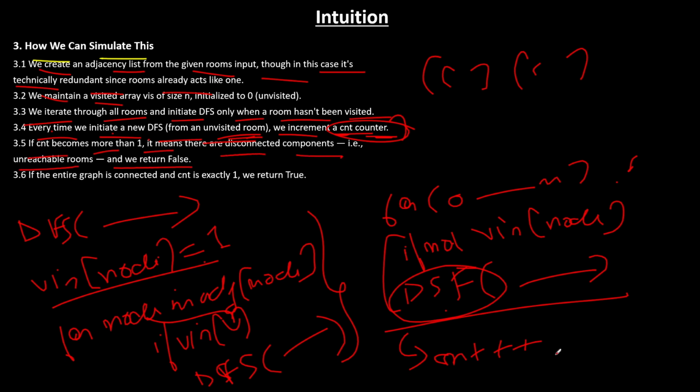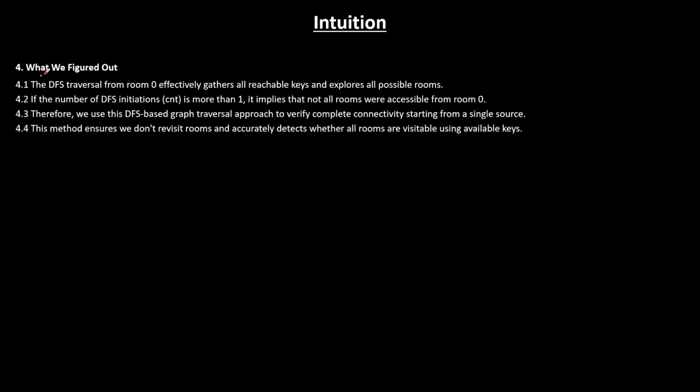So what we do, count greater than 1, we directly return false. We don't go any further. If the entire graph is connected, the count will be exactly 1 and we return true. Fine. What we figured out is that the DFS traversal from room 0 effectively gathers all reachable keys and explores all possible rooms, which means that using DFS was the correct approach.